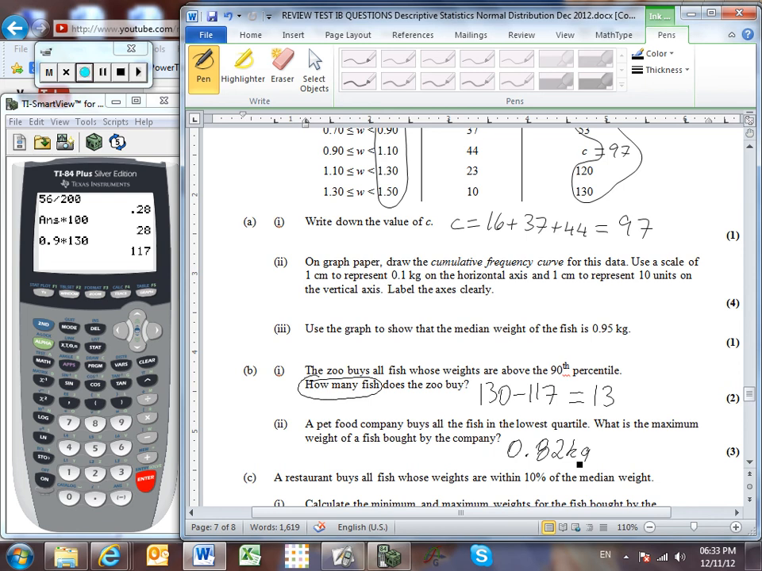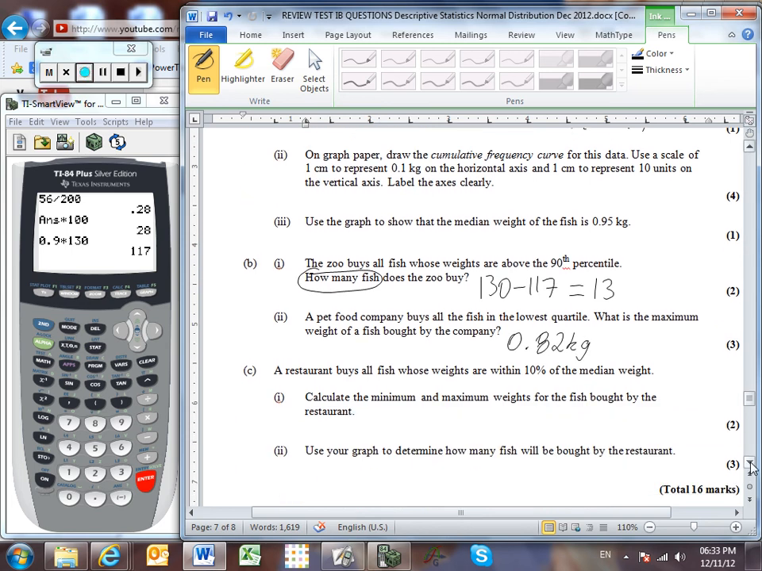Alright, part C. A restaurant buys all fish whose weights are within 10% of the median weight. So within 10% of the median. Well, we know our median is 0.95. If we're within 10% of that, then we are either adding 0.1, that's 10% of 0.95, or we are subtracting, so plus or minus 10% of its own amount. So this is my 10%. So I'm adding or subtracting 10% of the amount. Let's see what I get.